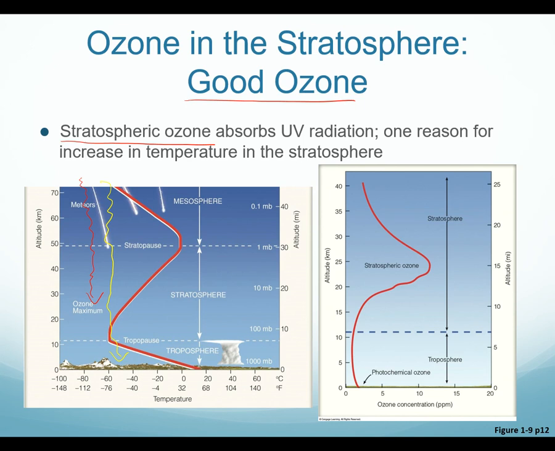Now, where do we find this ozone? Well, here in the figure on the right, you can see stratospheric ozone is the highest concentration is right around an altitude of 25 kilometers or 15 miles. That is roughly where we see the highest concentration of ozone in the stratosphere. Okay, and we want to keep ozone up there.